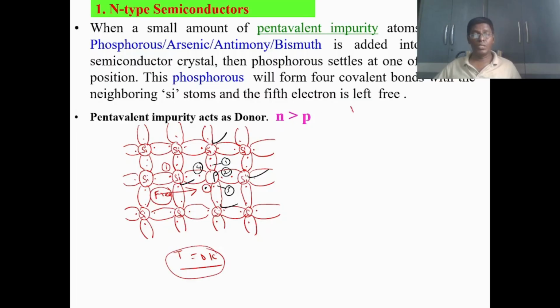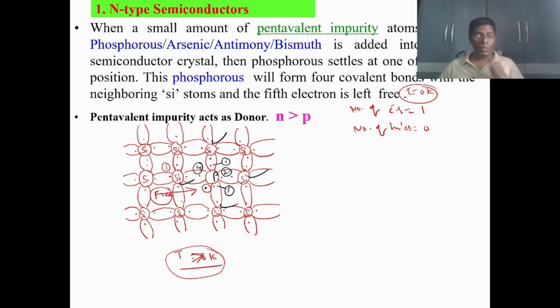At this temperature, the number of free electrons is equal to 1 and the number of holes is equal to 0. This is temperature T equal to 0 Kelvin. Now I am going to increase the temperature of this semiconductor above absolute temperature. As the temperature increases gradually, at a particular temperature the covalent bond breaks between the silicon and silicon or phosphorus and silicon.